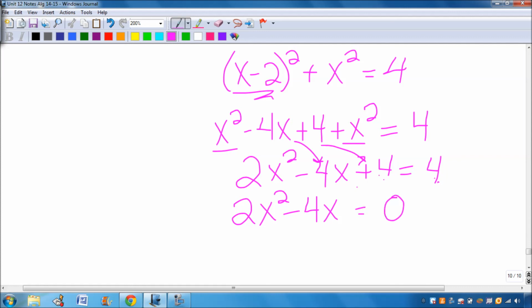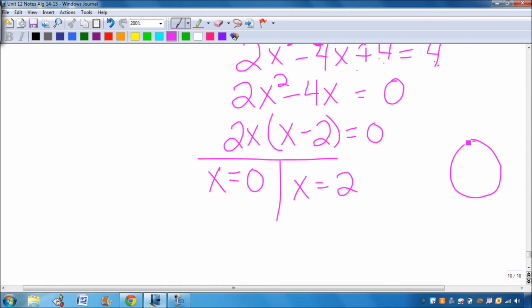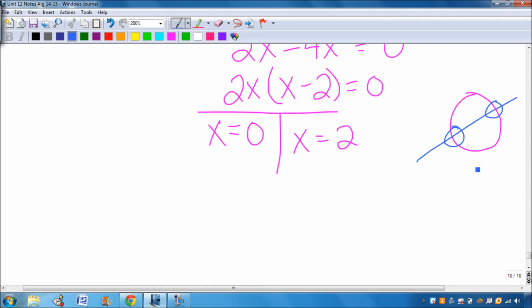I'm going to try to see if I can factor this, and there is a GCF. So I'm going to factor out my GCF of 2x, and then I've got x minus 2 left over. So that means that my two x values where my circle and my line intersect are x equals 0 and x equals 2. And it should make sense to you that you got two x values because when you graph out a circle and you graph out a line, the maximum number of times that they can intersect with each other is twice. So it's possible that you could get two different answers.